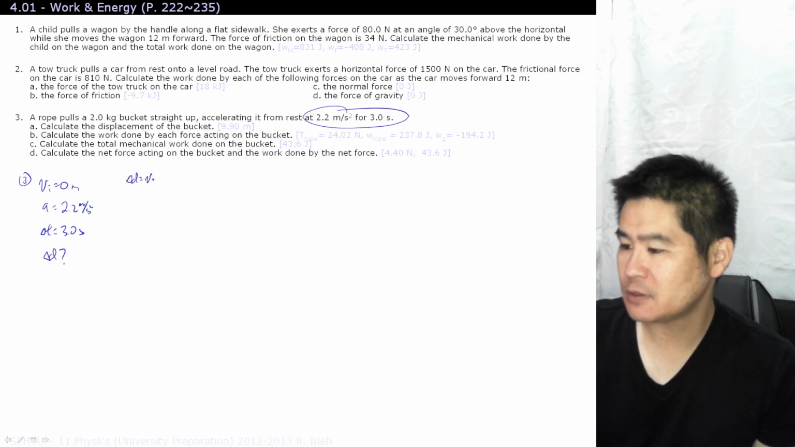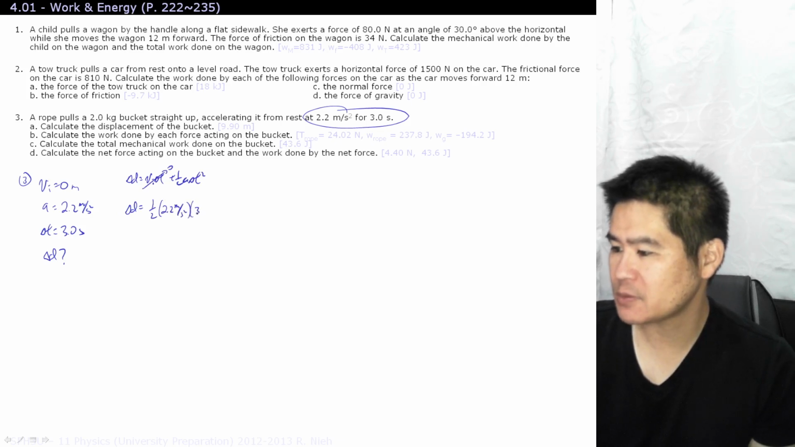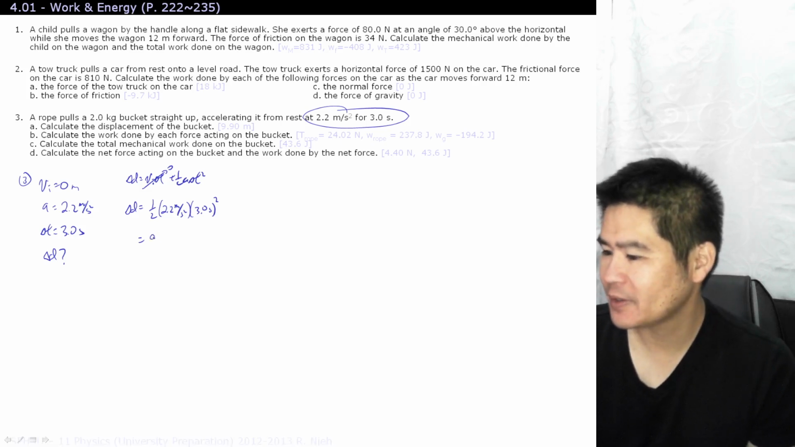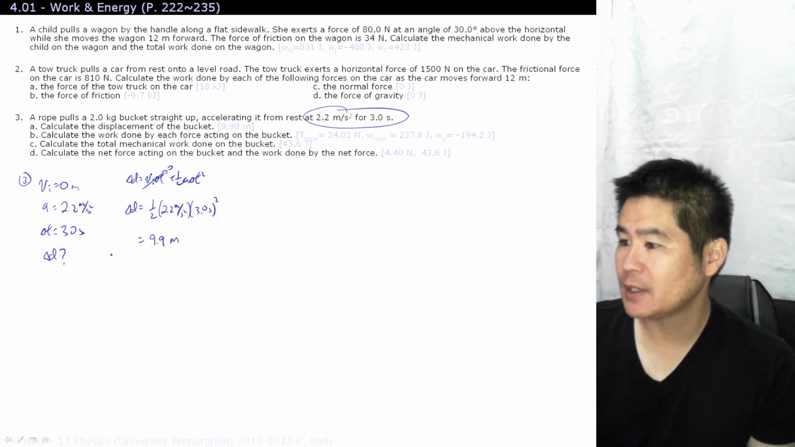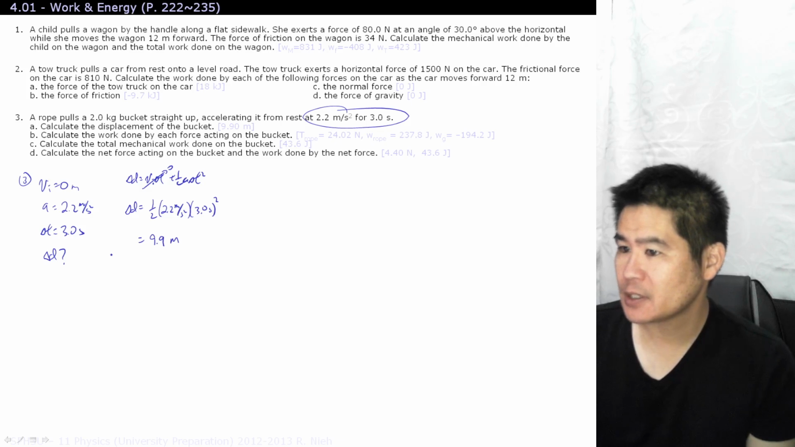Delta D is equal to VI delta T plus 1/2 A delta T squared. VI goes to 0, so it's a lot cleaner to solve. 1/2 of 2.2 meters per second squared times 3.0 seconds squared. So 1.1 times 9 would be 9.19, isn't it? Why am I using a calculator? 9.9. 9.9 meters.